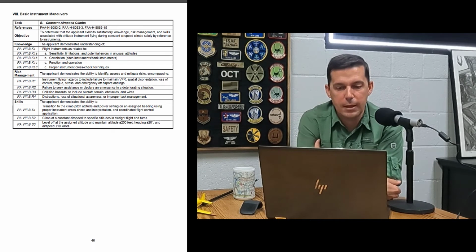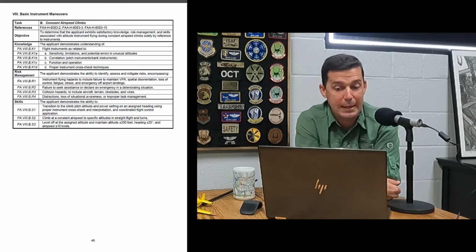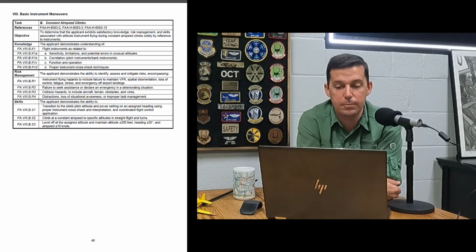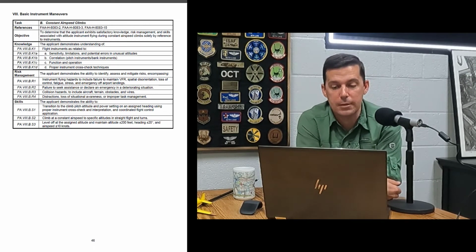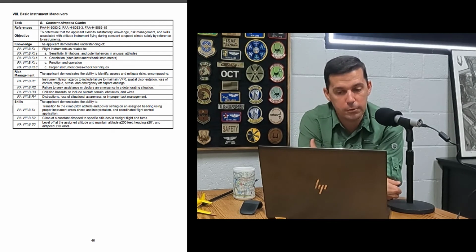All right, constant airspeed climbs. So transition to climb, pitch, attitude, power setting on an assigned heading using instrument cross-check, coordinated flight, climb at a constant airspeed to a specified altitude in straight flight and turns, and level off at the altitude plus or minus 200 feet, plus or minus 20 degrees, plus or minus 10 knots. So again, this is going to be some sort of scenario where you're talking to ATC, you're in a simulated radar environment, and ATC gives you a turn to a specified heading and a climb or descent to a specified altitude. And you're going to do that while we're in the foggles.